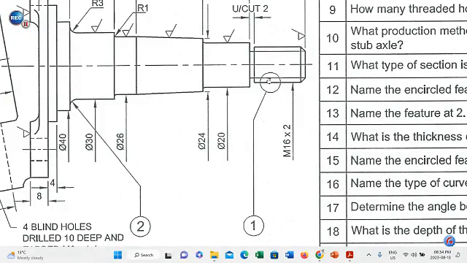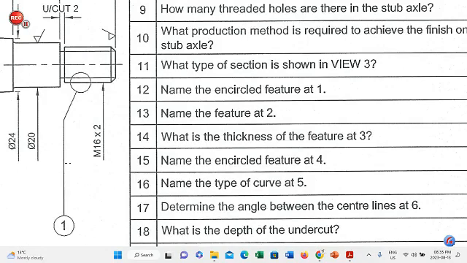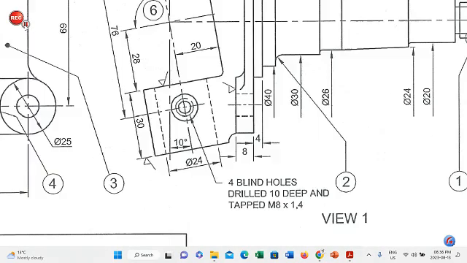Number 1 refers to the double lines that you will see here, and it appears on both sides. When you see double lines like that, and it appears here in front, then you know that it is a threaded section.